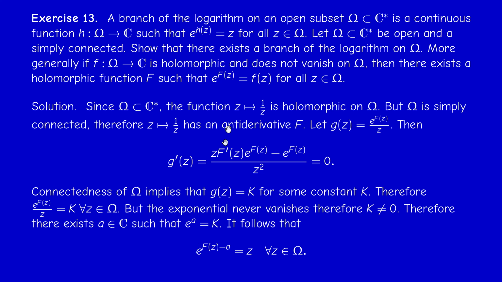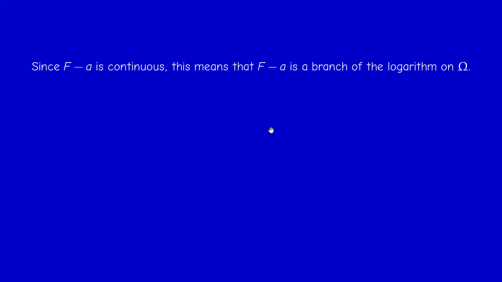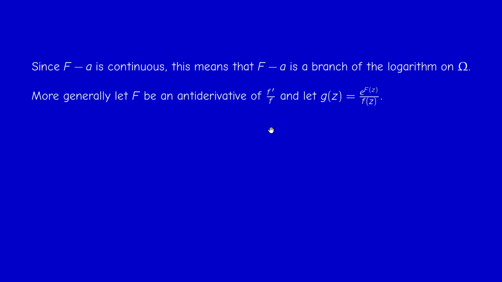Okay, and now this same argument can work more generally in the following context. So that's it, I found one branch of the logarithm. More generally, instead of taking 1 over z, I take f prime over f. Okay, f prime over f is holomorphic on omega because f has no zeros, right? And since omega is simply connected, there is an antiderivative, capital F.